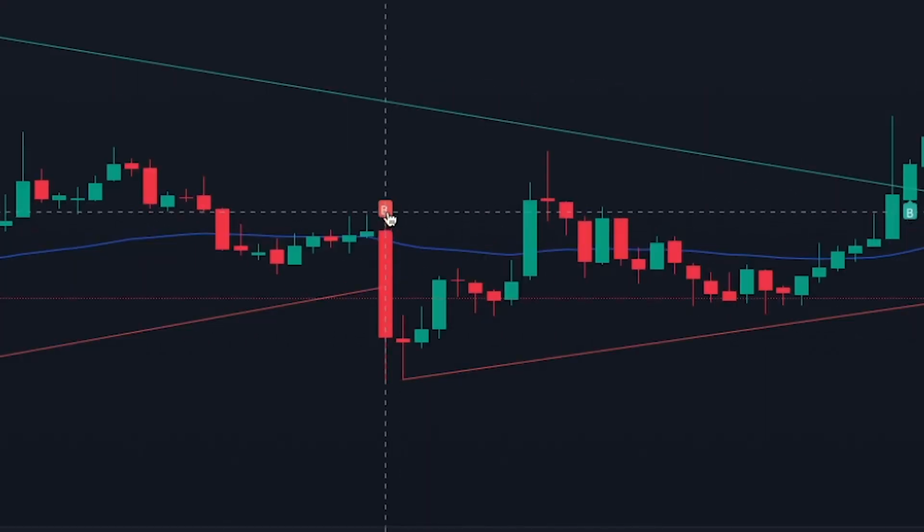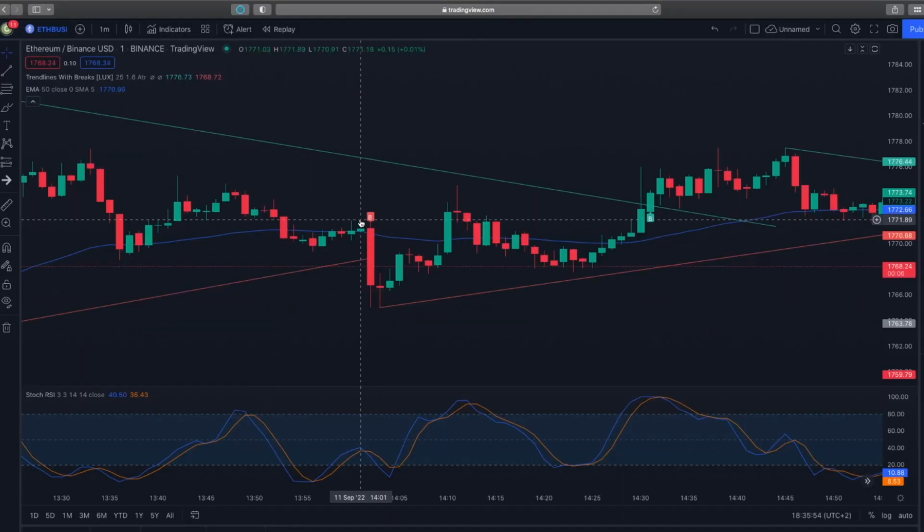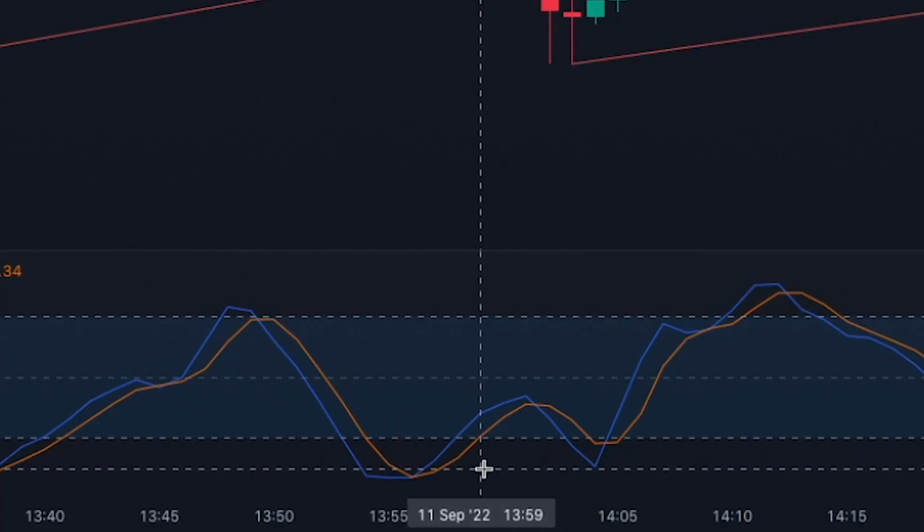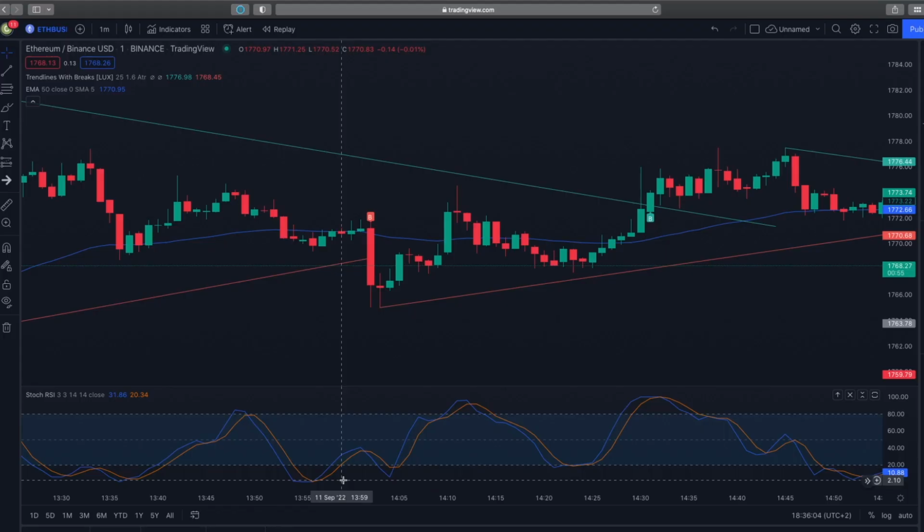Here we can see that there is a sell signal right over here. So let's count back 3 candlesticks, 1, 2, 3, and let's see where the stochastic indicator was at this point. We can see that stochastic RSI at this point was in the oversold territory, so we don't want to enter a short position right here for this reason.